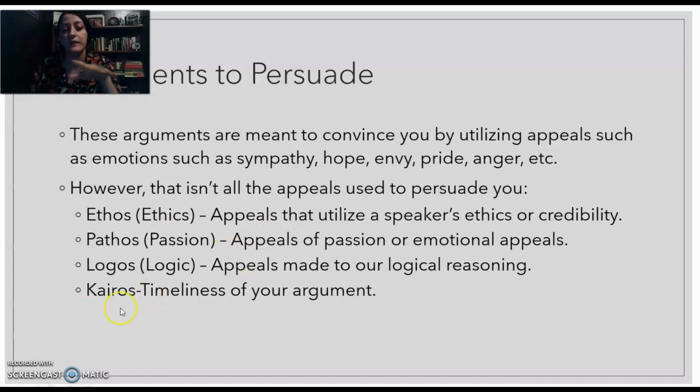And then lastly, we have kairos. Whether you're using ethos, pathos, or logos, you always have to consider kairos, the timeliness of your argument. It wouldn't make sense to argue that everyone should eat ice cream at the eulogy of someone who died eating ice cream. So always consider the timeliness and the context in which you're utilizing ethos, pathos, logos.